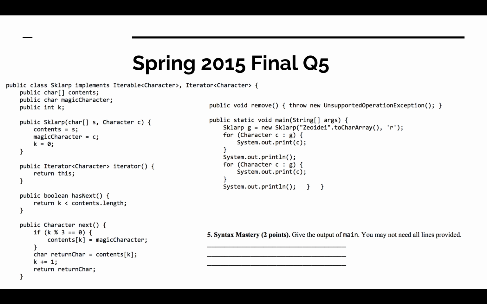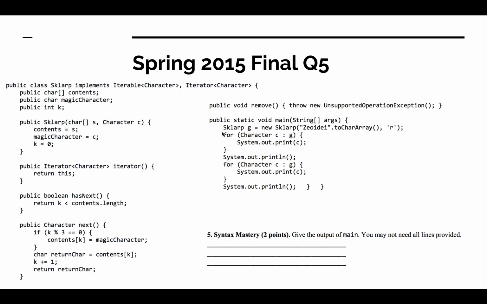Okay. So we go into main and we see the first line is Scarp G equals new Scarp of "ZEOIDEI".toCharArray(), and then 'R'. So we create a new Scarp object G with two parameters. We set contents equal to the ZEOIDEI, and then we set the magic character to the character R, and K equals 0.